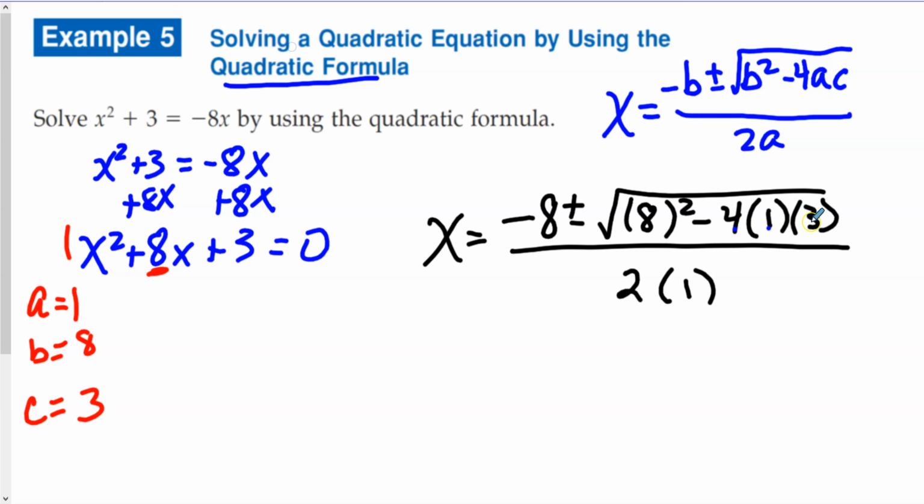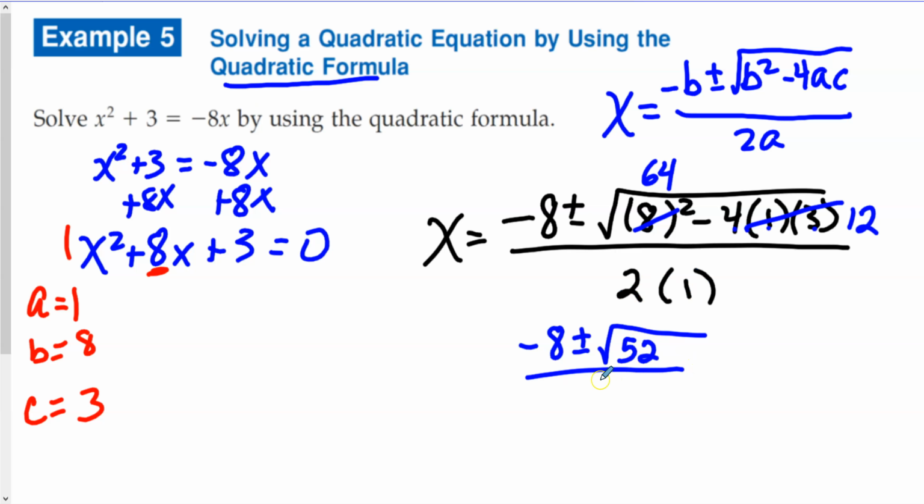4 times 1 times 3, 4 times 1 is 4 times 3 is 12. 8 squared is 64. 64 minus 12 is 52. So I'm going to rewrite it out. Negative 8 plus or minus the square root of 52 over 2 times 1 is 2.